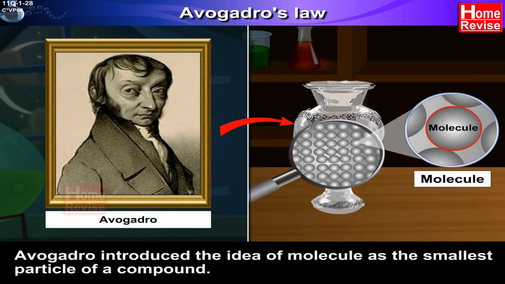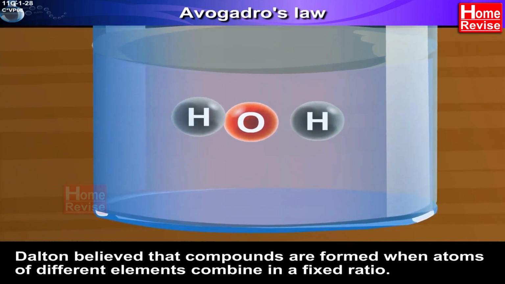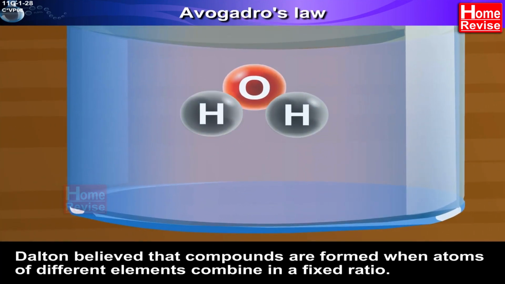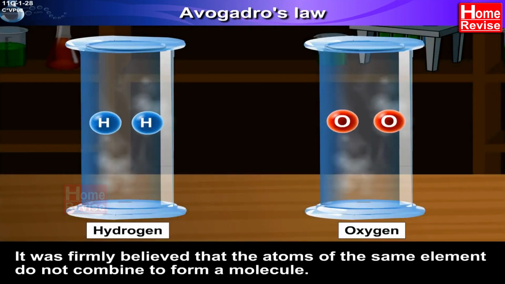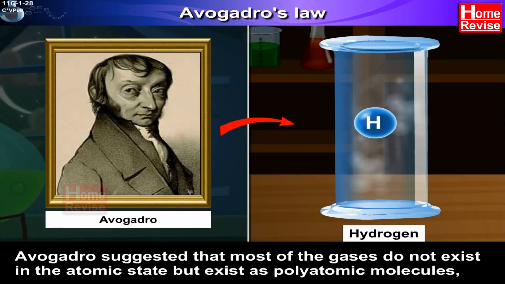Avogadro introduced the idea of molecule as the smallest particle of a compound. Dalton believed that compounds are formed when atoms of different elements combine in a fixed ratio. It was firmly believed that the atoms of the same element do not combine to form a molecule. Avogadro suggested that most of the gases do not exist in the atomic state, but exist as polyatomic molecules.